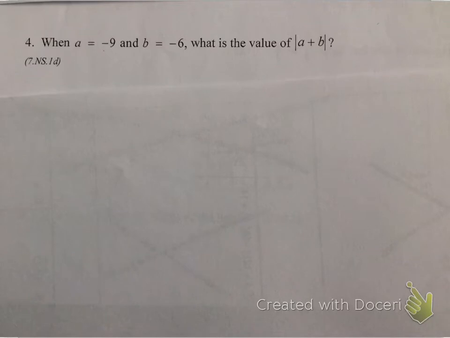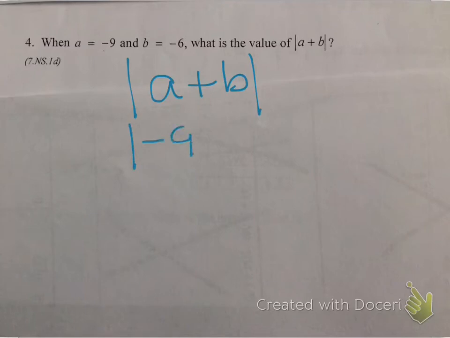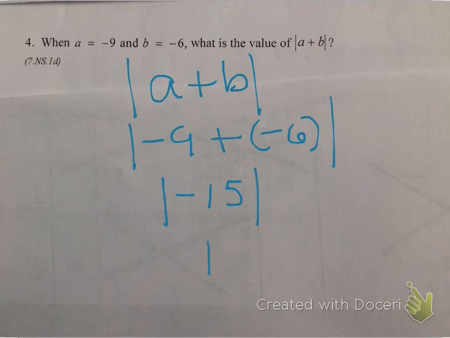Number 4, when A equals -9 and B equals -6, what is the value of the absolute value of A plus B? Okay, same idea. Just going to rewrite my problem, plug in my values, -9 plus -6, absolute value of that. Again, do what's inside the absolute value first, so -9 plus -6, I have same signs, add. I get -15, and then I find the absolute value of -15. How far away is -15 from 0? And it would be 15.